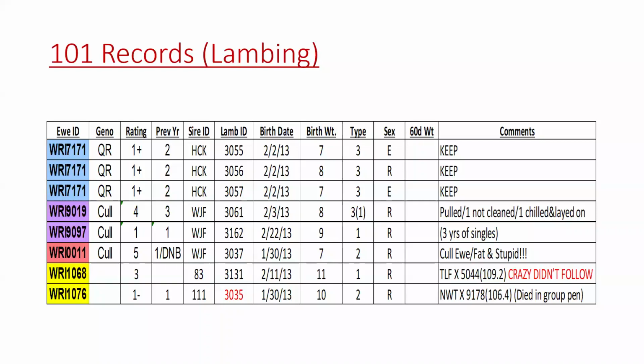9097, she may have a rating of 1. Okay, she's a good mother, but when you look at her history, she's had 3 years of singles. Is she really making you any money? Those are decisions you need to make. And by keeping good notes and good records on these animals, it's just going to pay dividends for you in the long run.